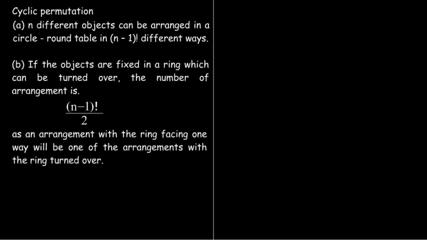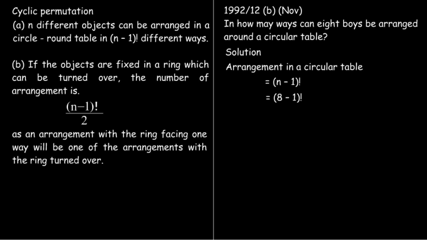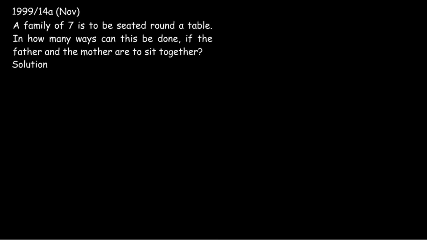Now, our very first example is from November 1992. It states: in how many ways can 8 boys be arranged around a circular table? For our solution, we know that the arrangement at a circular table will be equal to n minus 1 factorial, which is 8 minus 1 factorial, which is 7 factorial, and 7 factorial is equal to 5040.